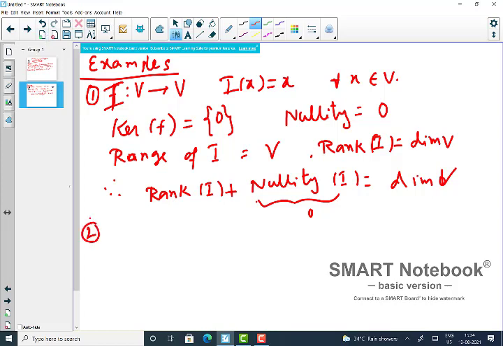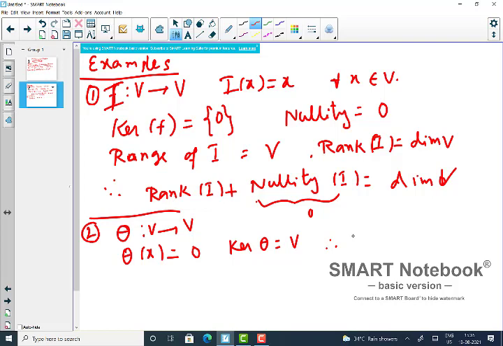Number two, I think there was the zero map. So what was the symbol? Maybe this one, theta. The zero map sends every element to the zero element. So what does that mean? That means the kernel of theta equals V itself, and hence the nullity is nothing but the full dimension of V.